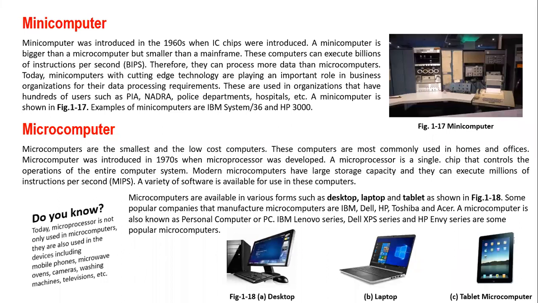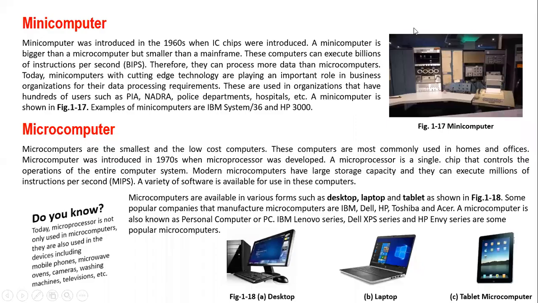The second classification of digital computer is mini computer. Mini computers were introduced in 1960s when IC chips were developed. A mini computer is bigger than a microcomputer but smaller than a mainframe. These computers can execute billions of instructions per second.